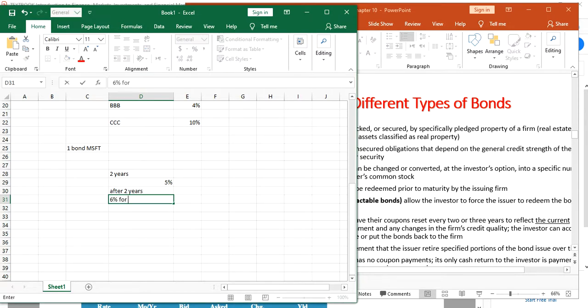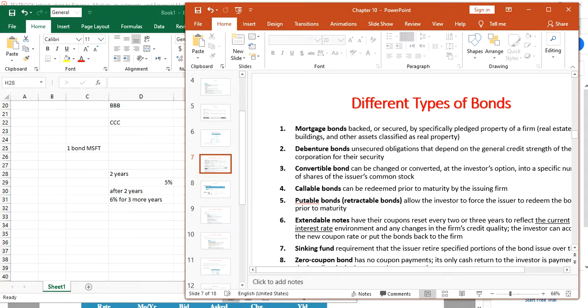Here's 6% for 3 more years. Okay, so that's what they can do based on the agreement. So it's extendable. Okay, it's extendable.